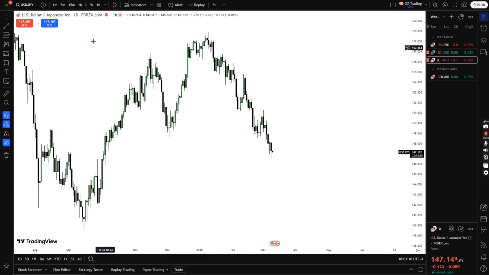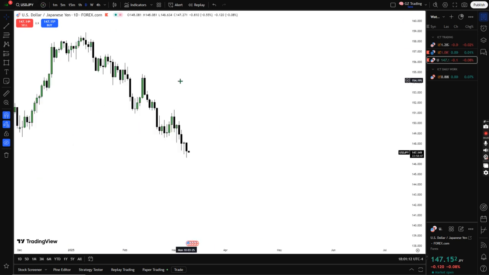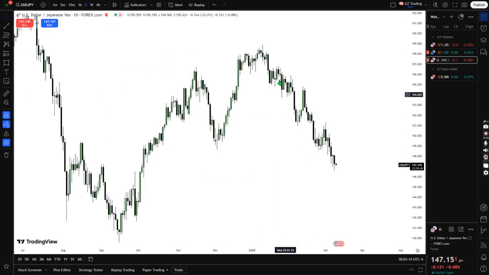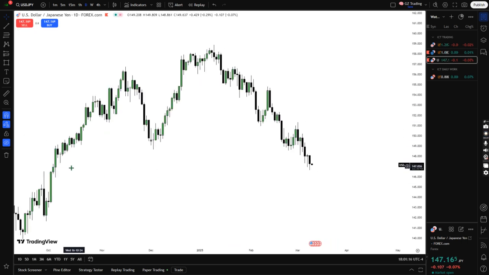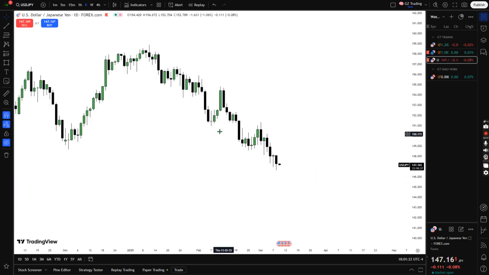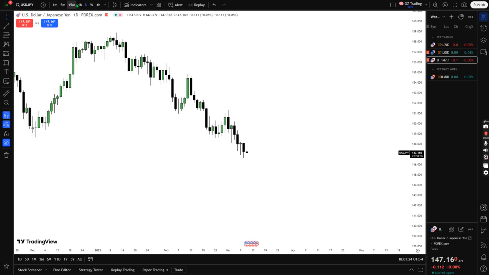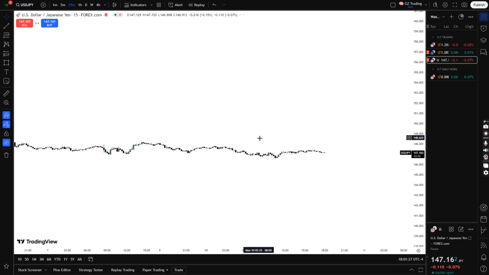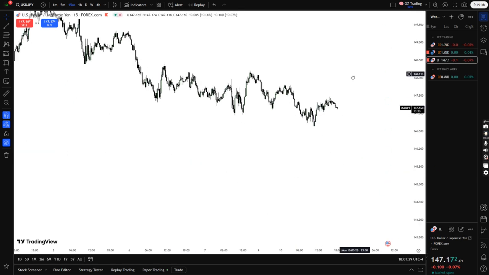So starting from the daily chart here on USD JPY. The market was overall bearish, but we just touched an important level down there and we were looking to retrace a bit. So I was bullish, I was looking to buy. Okay, so I went down to the 50-minute time frame.